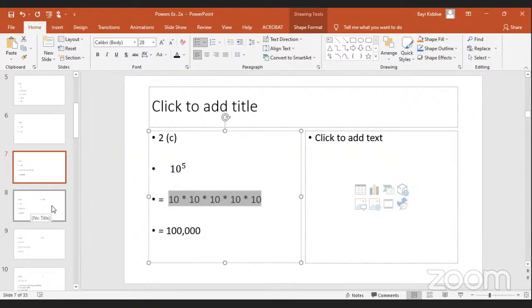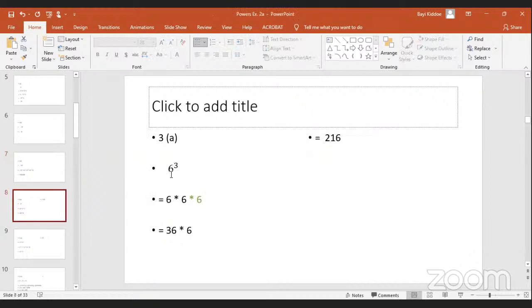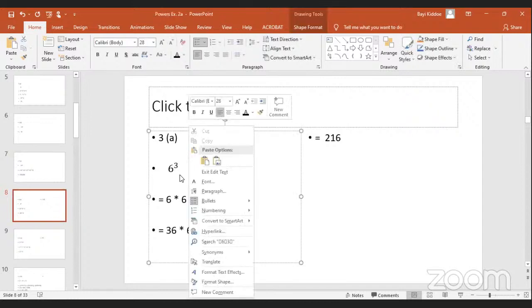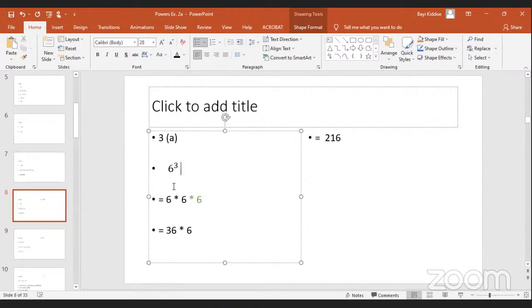Number 3A. I don't like this question, but we have to do it. 6 to the 3, right? 6 to the 3 is, so you're gonna have 6 times itself 3 times. So it's 6 times 6 times 6. So 6 times 6 is 36. 36 times 6 is 216.